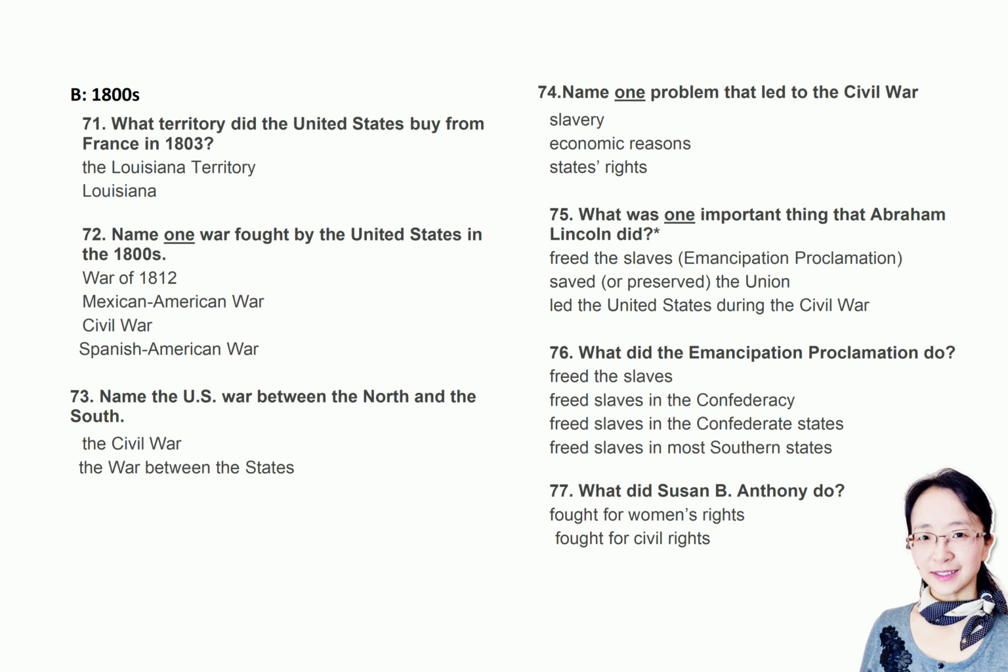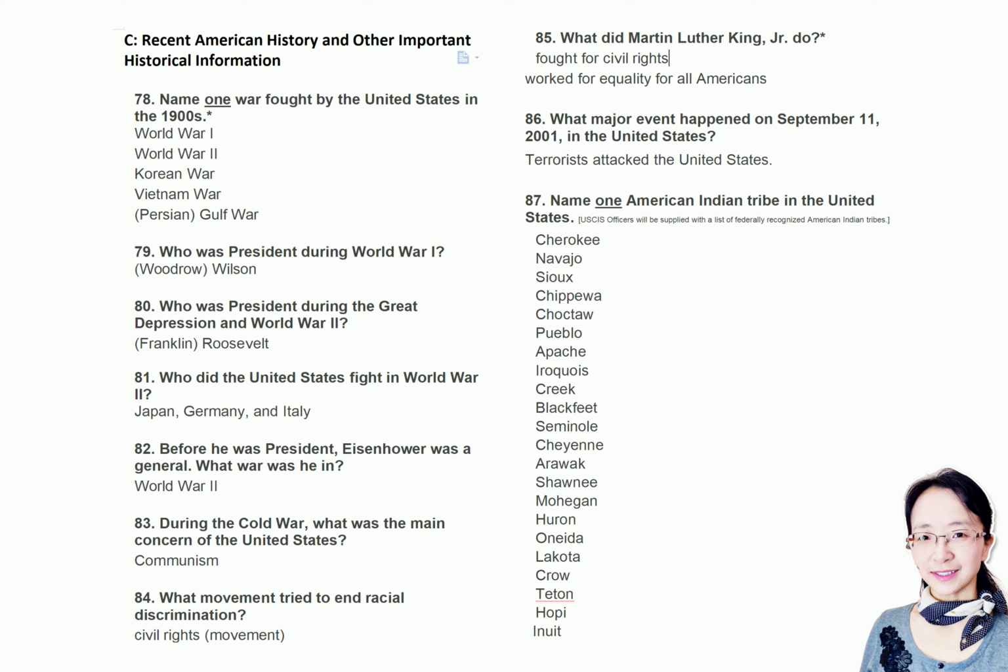What did the Emancipation Proclamation do? Freed the slaves. Freed slaves in the Confederacy. Freed slaves in the Confederate States. Freed slaves in most southern states. What did Susan B. Anthony do? Fought for women's rights. Fought for civil rights. Name one war fought by the United States in the 1900s. World War I, World War II, Korean War, Vietnam War, Persian Gulf War.